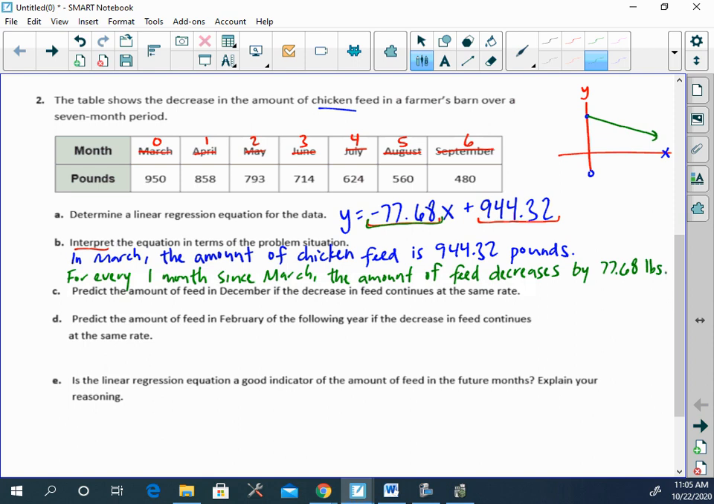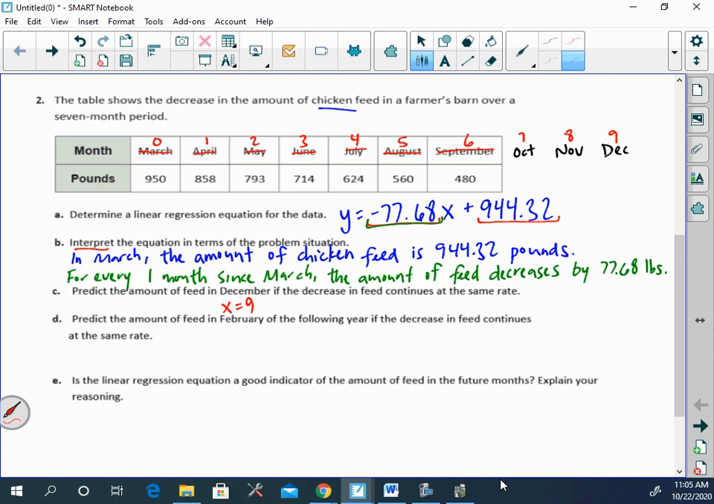Then it says to predict the amount of feed in December. So we need to figure out what December is for this problem. If we're at September, you might have to write it out: September, then October, then November, then December. So just be careful you get the right spot. So this is 5, 6, this one would be 7, 8, 9. So if we're looking for December, I'm going to say my x is equal to 9.